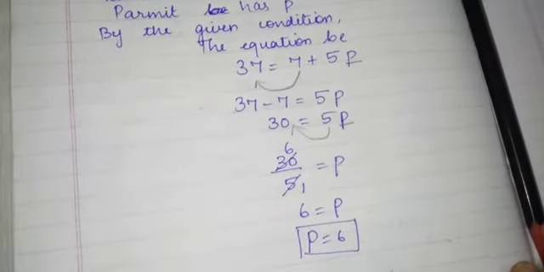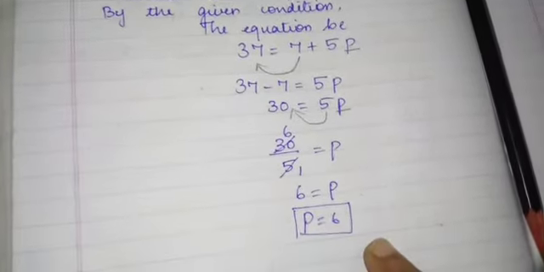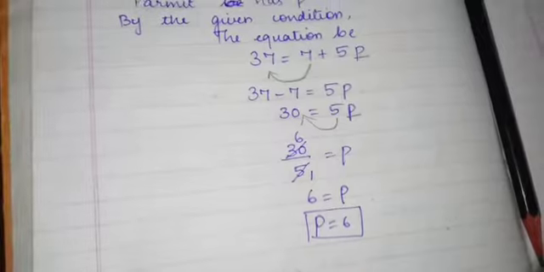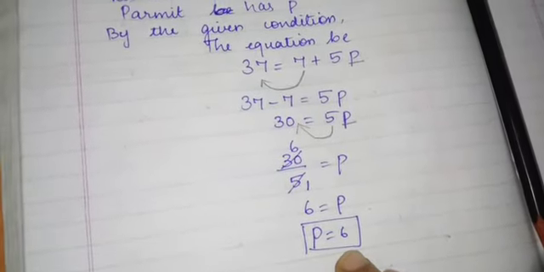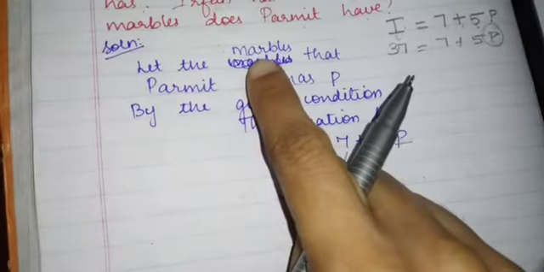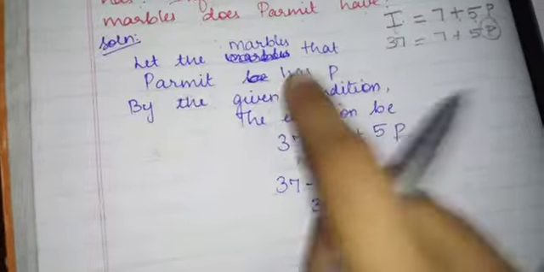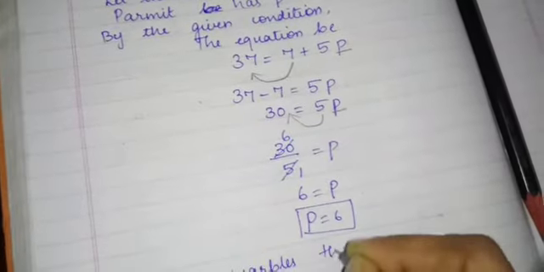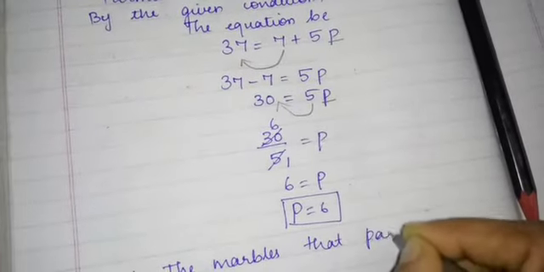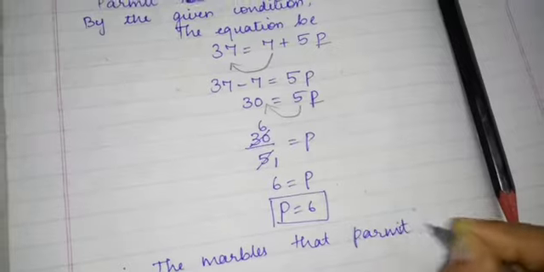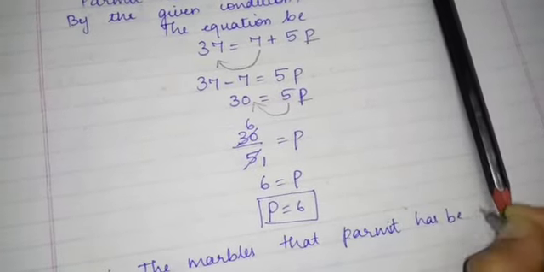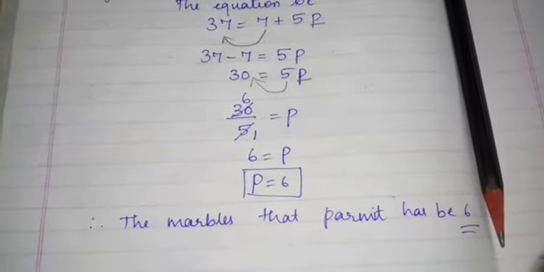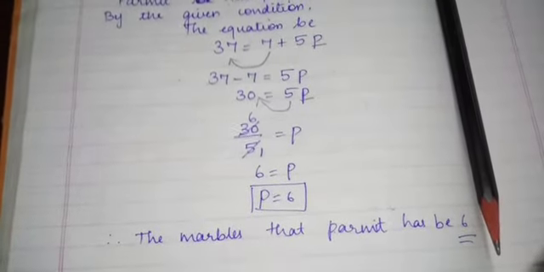So what is the p value here, children? p is equal to 6. So what is the p value which we have taken? The p value is nothing but the marbles that Parmit is having. Therefore, the marbles that Parmit has be 6 marbles. Okay. So how many marbles is Parmit having totally? He is having 6 marbles.